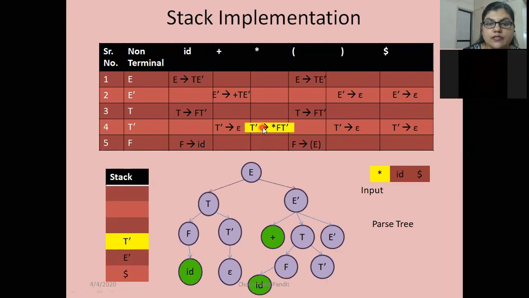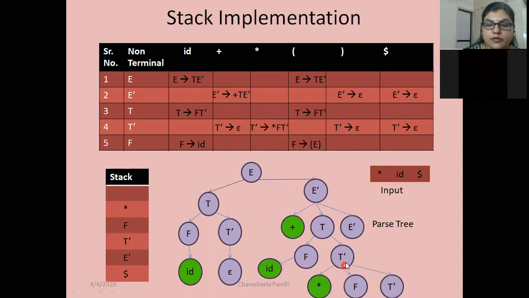So T dash and star. So we got the production T dash produces star F T dash. So T dash will get expanded to star F T dash. Accordingly, you can see the change in the stack. We pop the T dash and we push T dash, F and star. Now you can see on the top of the stack we have a terminal. This terminal and the terminal in the input string are matching. So we will pop the terminal from the stack and we will move our input pointer to the next symbol on the right.